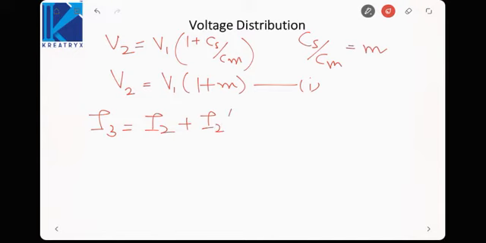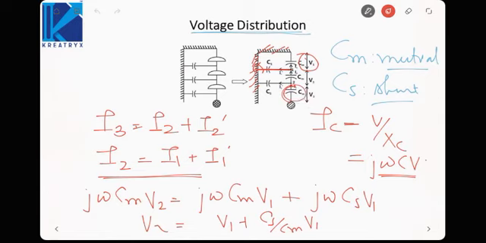Okay. Now I3 is the current in this capacitor, so its current will be j omega Cm into V3. I2 is in this, j omega Cm V2. I2 dash is in this. So the voltage of this capacitor will be, this voltage is V1 plus V2, voltage with respect to ground, and this voltage is 0. So capacitor voltage is V1 plus V2.